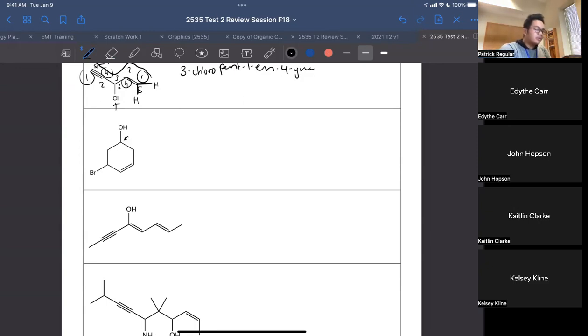However, we have a priority group, OH. The moment there's a priority group, OH or amine, that takes priority over the alkene. That's the first carbon. All right. And now we have to number it. One, if we went this way, 2, 3, 4, 5, 6. The other way, 2, 3, 4, 5, 6. We want to number this outer way so we can give that alkene the low number. You would get 5-bromo.